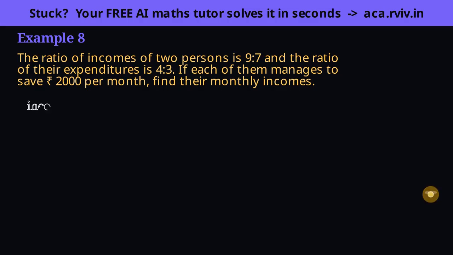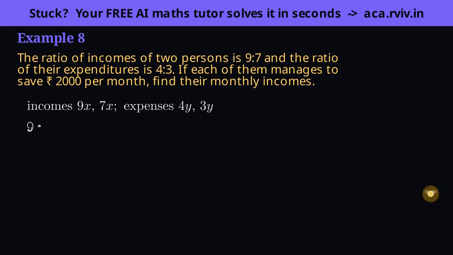Incomes are 9 to 7. That doesn't fix the actual rupees, but it does say the incomes are 9 parts and 7 parts of some common unit. Call that unit x. Then the incomes are 9x and 7x, and their ratio is automatically 9 to 7 for any x. Do the same for expenses with a different unit y, 4y and 3y. One letter each captures the whole ratio.